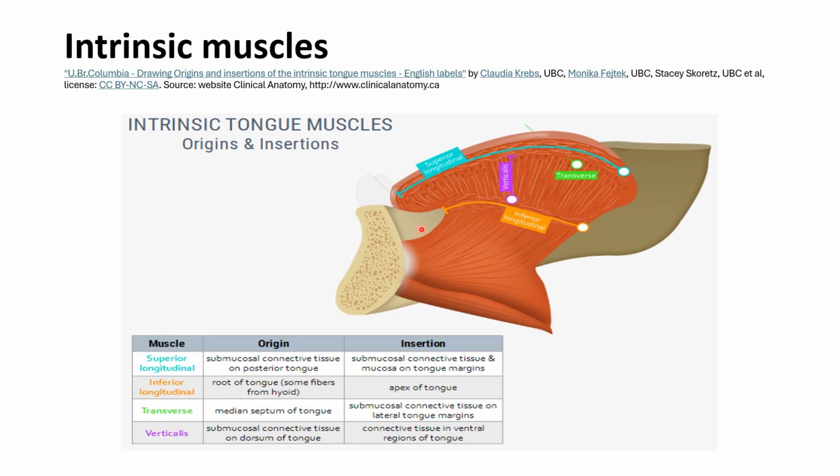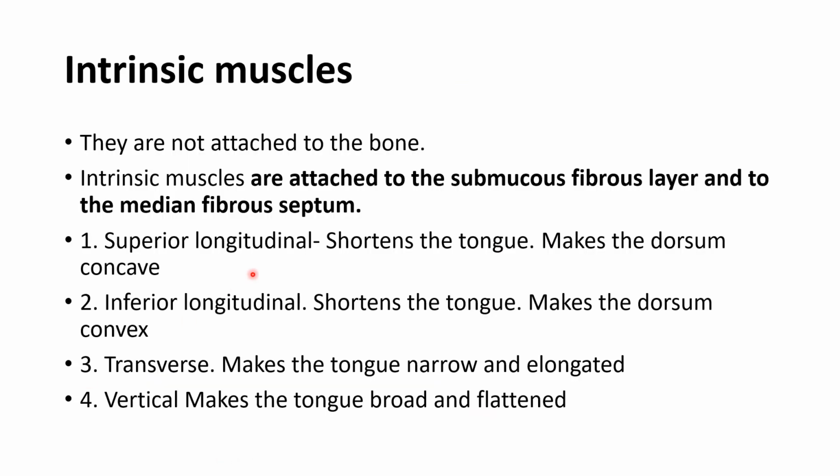Now this one is the inferior longitudinal muscle. Now there are two more muscles in between, that is the transverse muscle. This is the transverse muscle and this is the verticalis muscle. So let's see their functions. What are the features of these muscles? The intrinsic muscles are not attached to the bone. Where are they attached then? They are attached to the submucous fibrous layer and to the median fibrous septum.